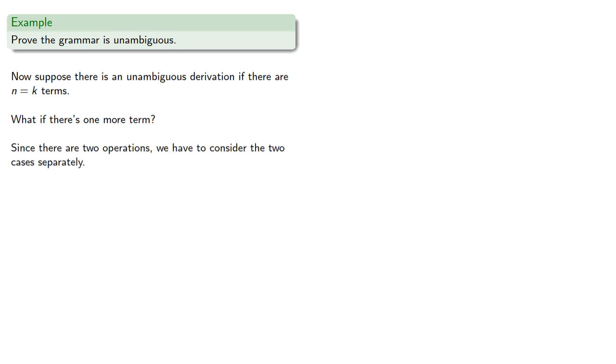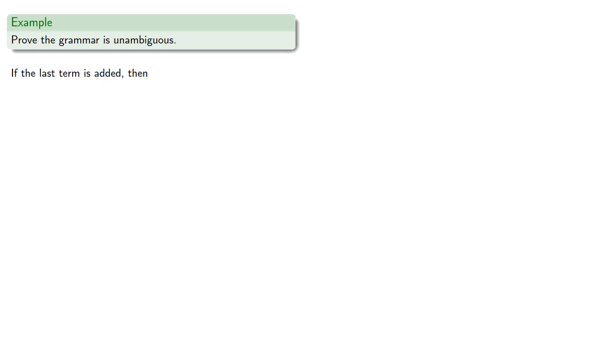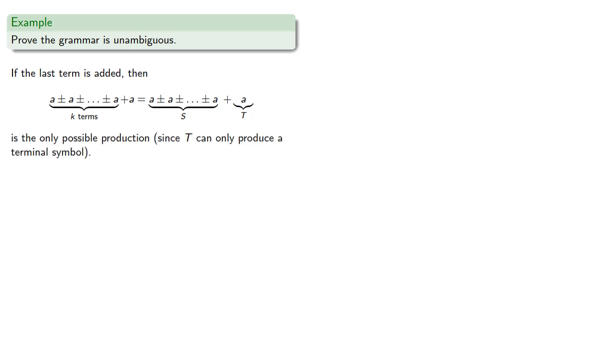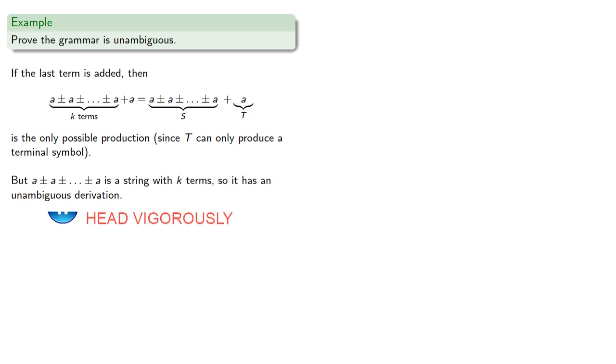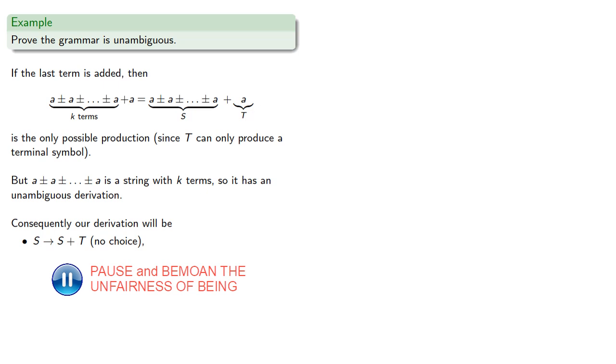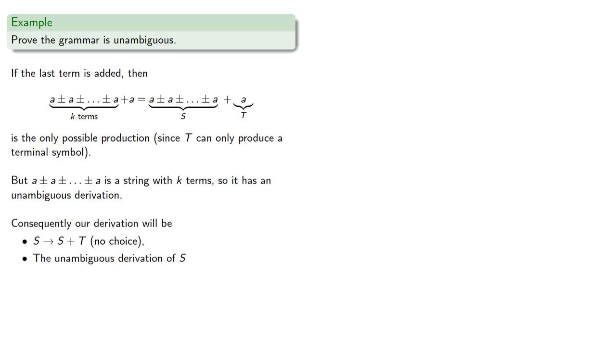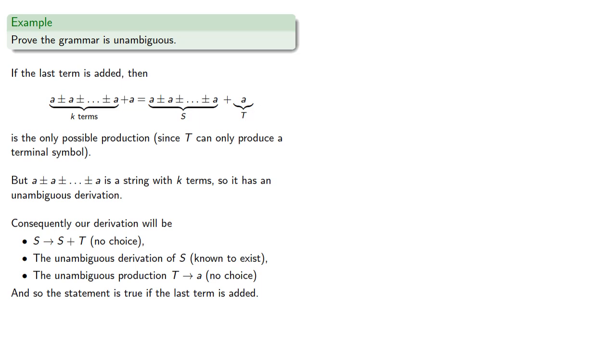Since there are two operations, we have to consider the two cases separately. So if the last term is added, then we have to split it as this, and this is the only possible production since T can only produce a terminal symbol. But the first part is a string with k terms, so it has an unambiguous derivation. Consequently, our derivation will be S produces S plus T. We have no choice there. The unambiguous derivation of the first part, which, since it has k terms, we know this exists, and then the unambiguous derivation of the very last term, again, no choice, and so the statement is true if the last term is added.